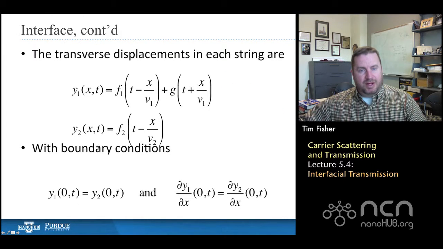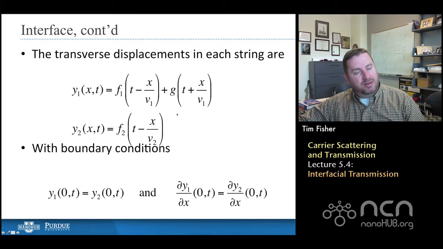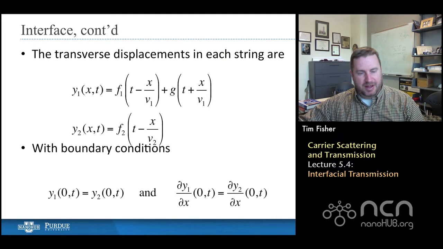So we can look at these. If we look at just the left string, we'll call that subscript 1. Its displacement, the transverse displacement in the string, will simply be the sum of the incoming wave, that was the F1, and the reflected wave, that was G. And then on the right-hand side, the string only moves when a wave transmits into it, because by assumption, the wave was moving from left to right from the beginning.